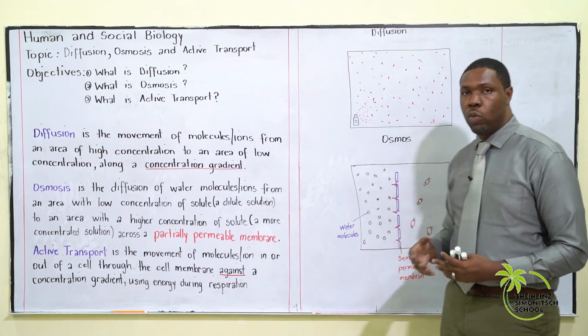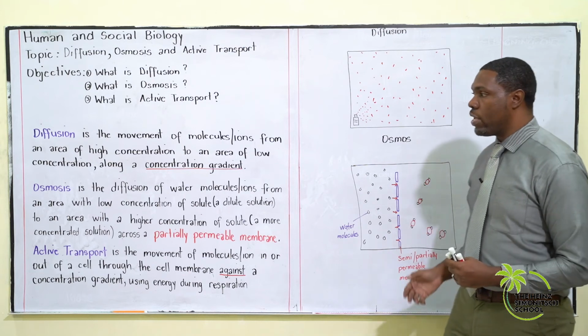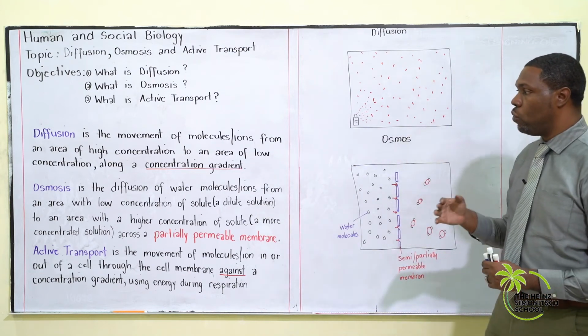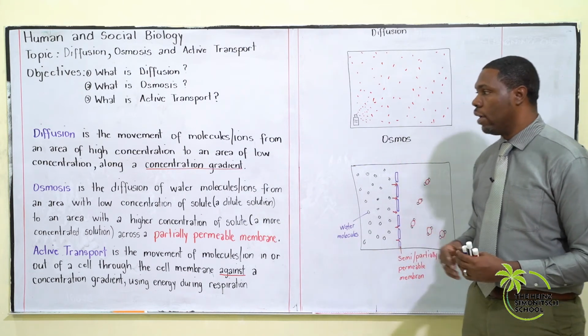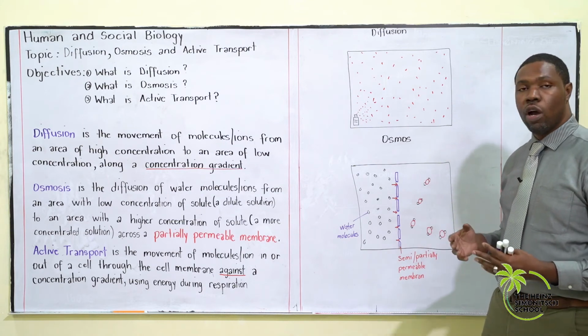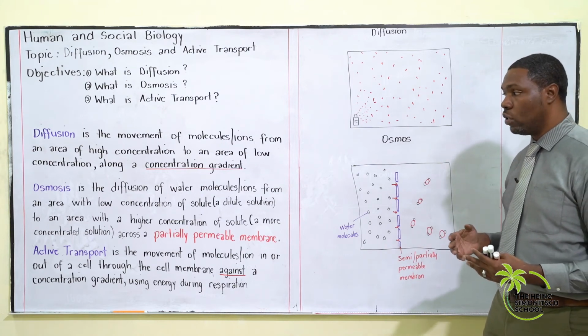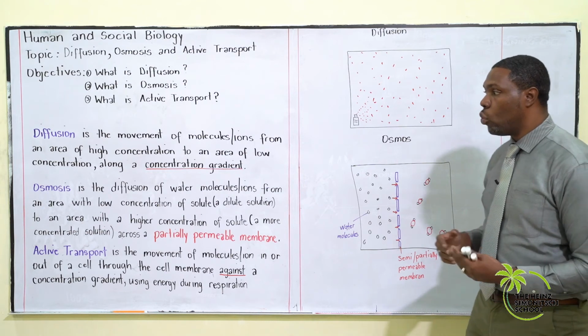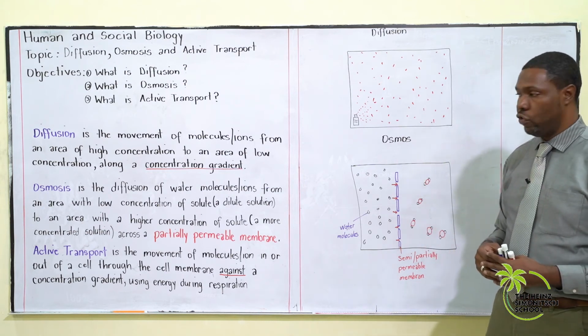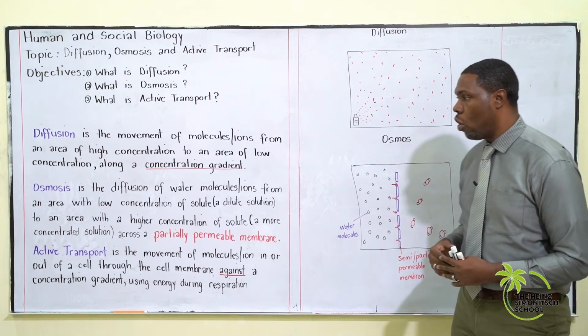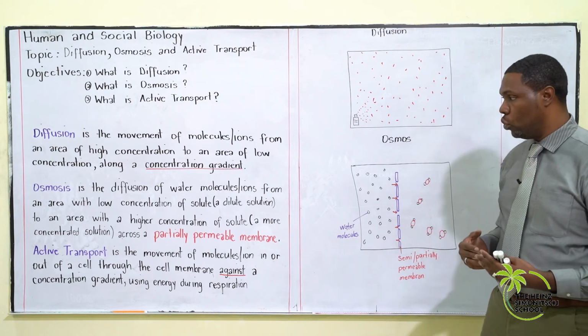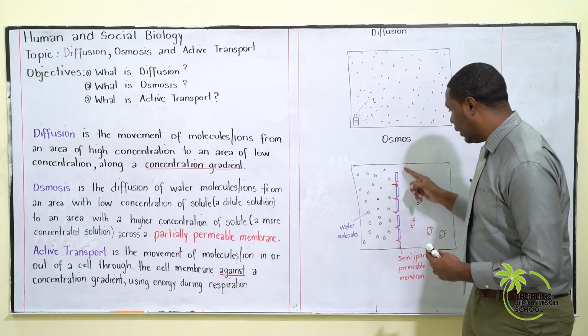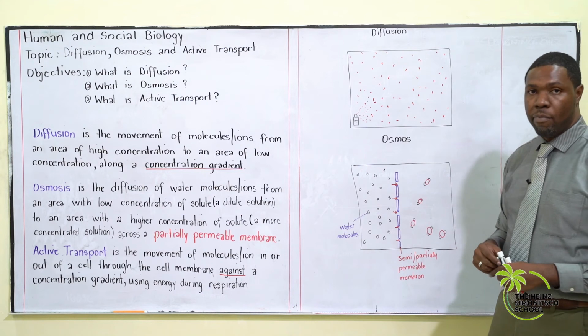or we have equilibrium. So in recapping, osmosis is the diffusion of water molecules from an area of low concentration of solute, which is a dilute solution, to an area with higher concentration of solute or a more concentrated solution across a semi-permeable membrane.